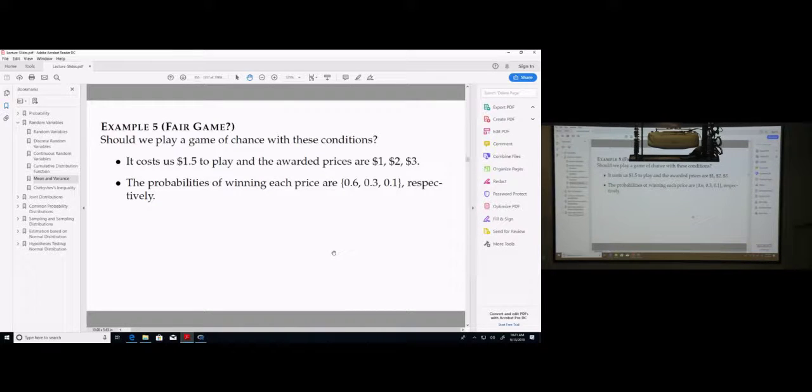Okay, the question is, should we play a game of chance with these conditions? It costs us $1.50 to play, and the awarded prize is 1, 2, or 3. The probabilities of winning each prize are 0.6, 0.3, and 0.1 respectively.